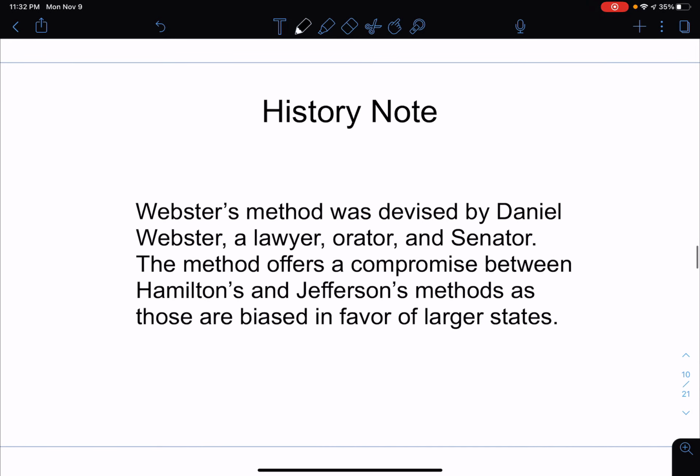So this was devised by Daniel Webster, a lawyer, orator, and senator. Hamilton's and Jefferson's methods both favor larger states. So it gets pretty political here. This is a little bit of a compromise. Not biased in favor of larger states.